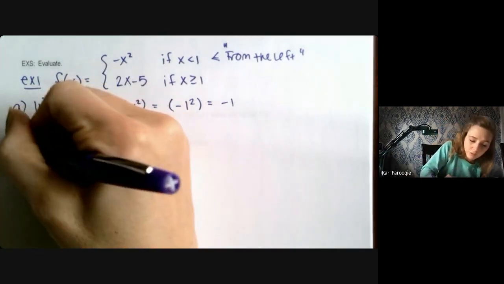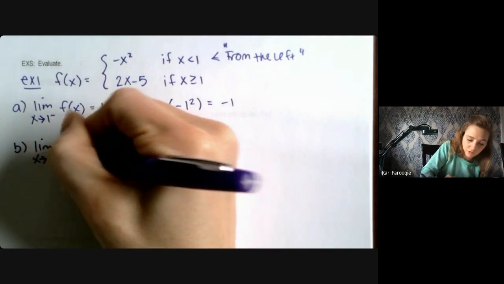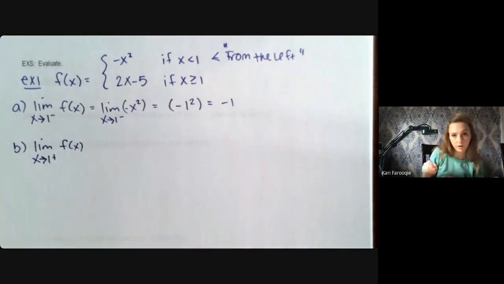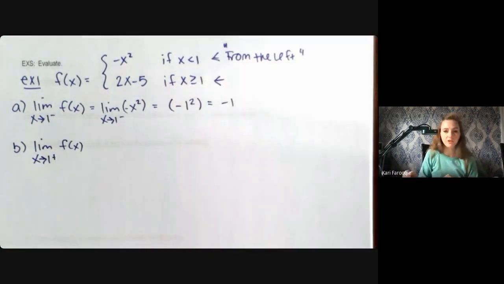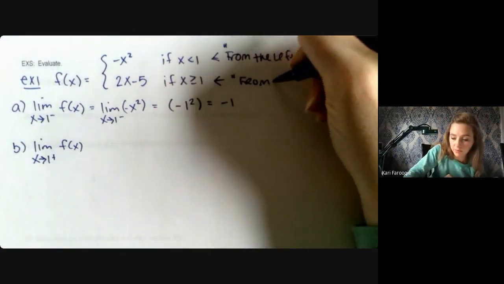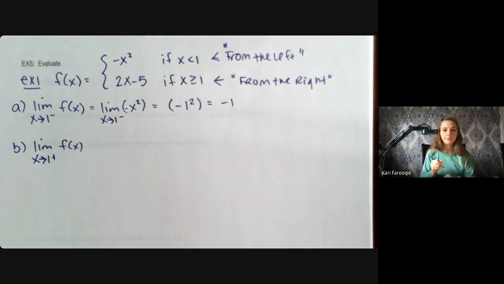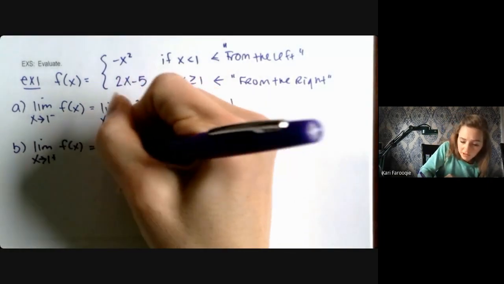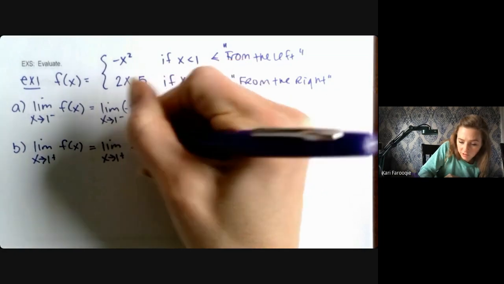Now, the next one we're going to look at, of course, is the limit as x approaches 1 from the right. As I'm approaching from the right, I'm looking at values that are greater than 1, and I'm going to head down towards 1. So this one will be from the right. That means I'm using 2x minus 5. So I'm looking at the limit as x approaches 1 from the right of 2x minus 5.